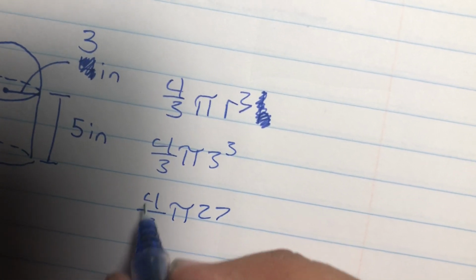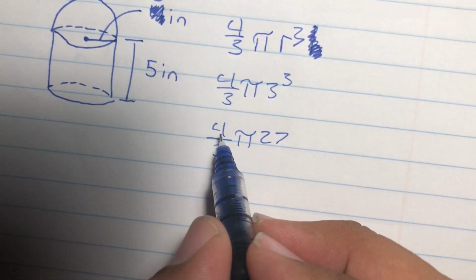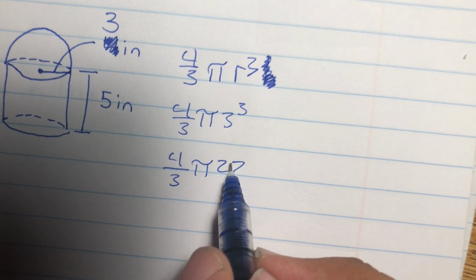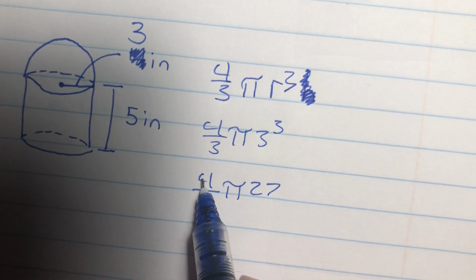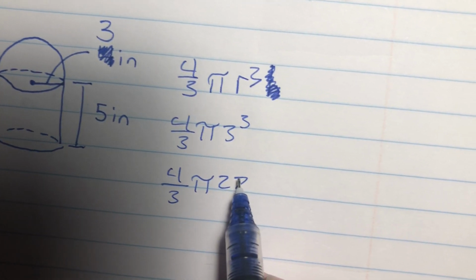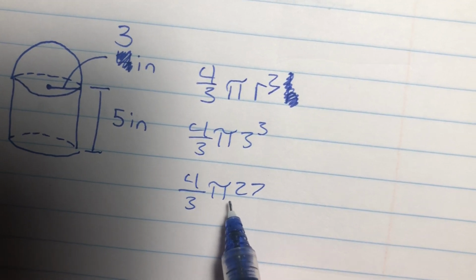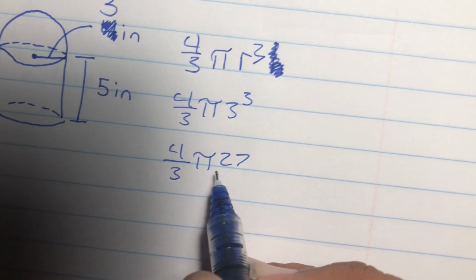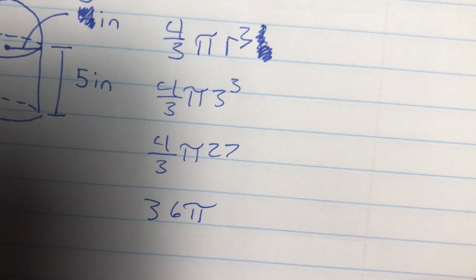Now we're just multiplying straight across. Remember, when you multiply a number with a fraction, you multiply by the numerator and then divide by the denominator. So it's going to be 4 times 27, which is 80 plus 28, which is 108, divided by 3. That's going to be 36. So it's going to be 36 pi. That's going to be my final answer.